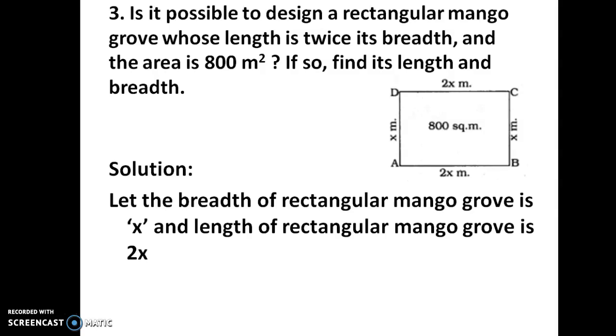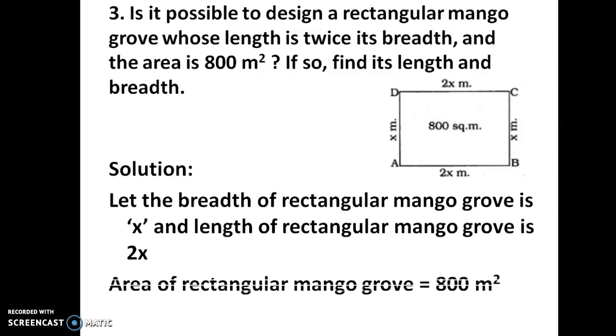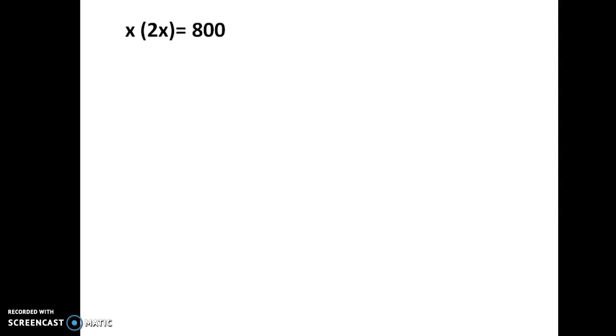So breadth is taken as x and length is taken as 2x. Area of the rectangular mango grove is 800 meters square. What is the area formula actually? It is length into breadth. So length into breadth equal to 800, because it is already given in the question. Length is 2x and breadth is x. So x into 2x equal to 800. Remove the bracket, so you will get 2x square equal to 800.